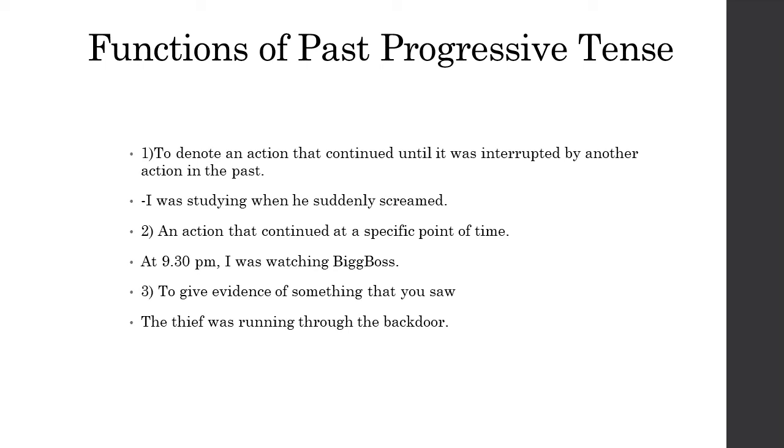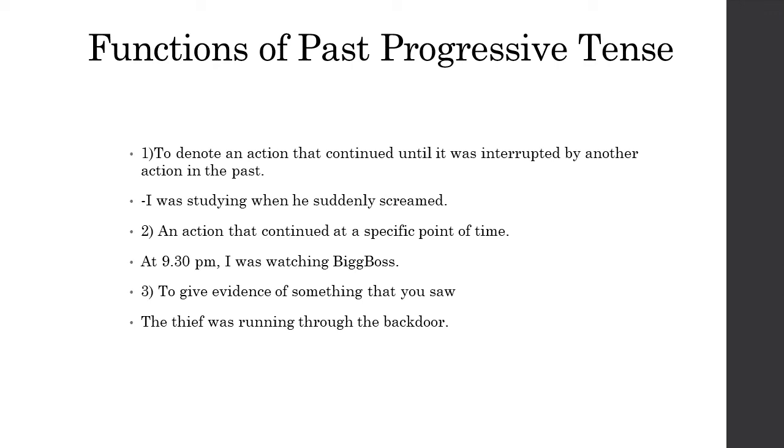Now another one, usually the past continuous is used to give evidence of something that you saw in the past. For example, a crime might have occurred and police might be gathering information or evidence. Then, for example, you could use a sentence like, the thief was running through the back door when I was walking along the street. Something like that. Okay, so the thief was running through the back door. So you're giving information as you saw with your own eyes, as it was happening in the past. So this is used to give evidence of something that you saw.